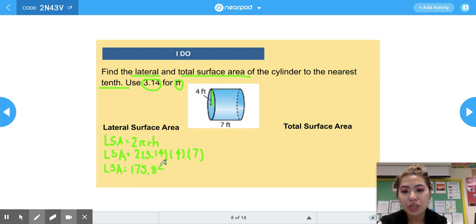And our unit of measurement in this problem is feet. And because we're finding the surface area, it's feet squared, or feet raised to the power of 2.